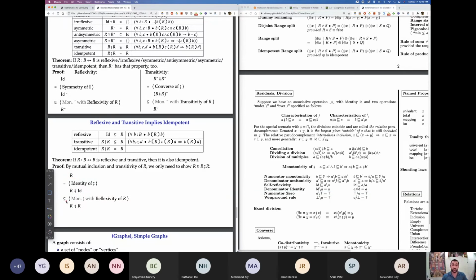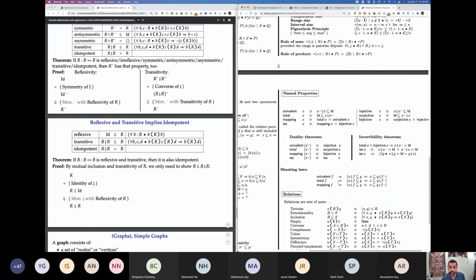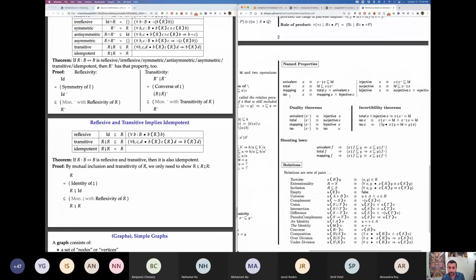And you're going to see some proofs like this in assignment 4 with more involved names such as univalent, total, mapping, iso, right? And then you're going to prove some similar theorems between them. Okay, so just wanted to show you that.